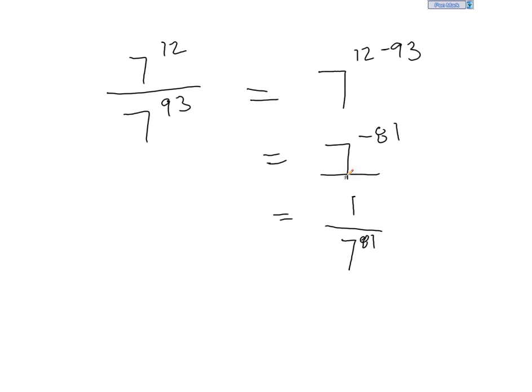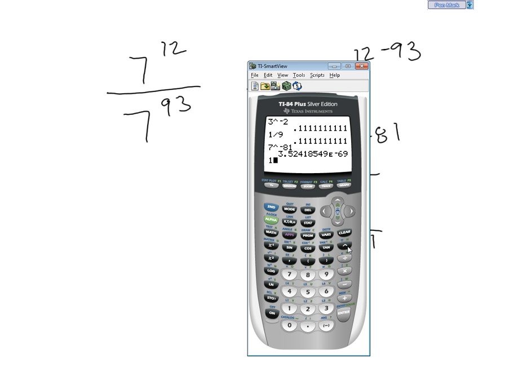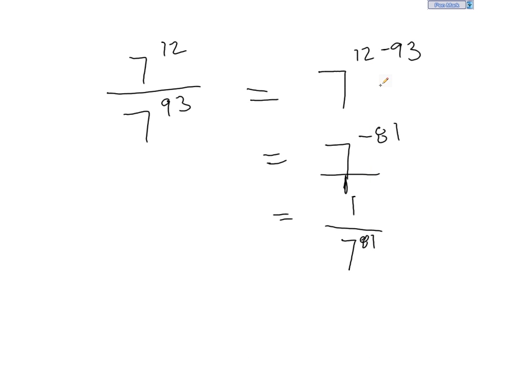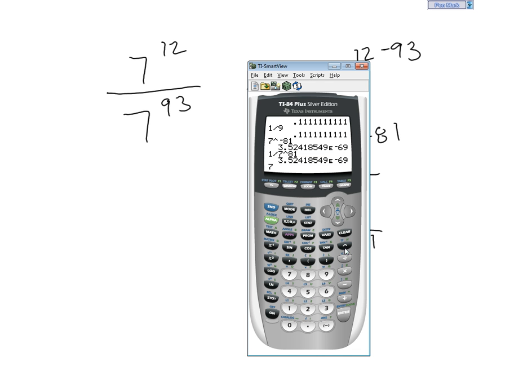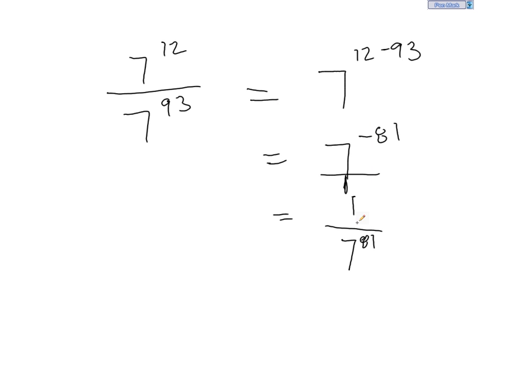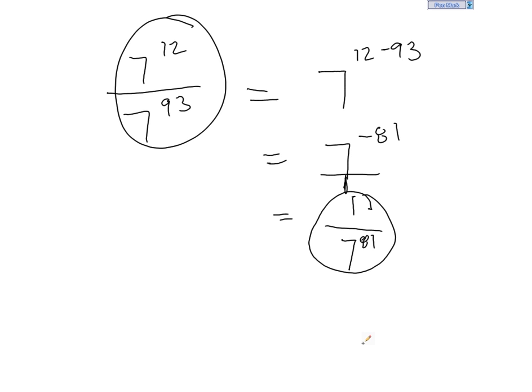So basically, if we put this thing over 1 and we flip it, change the sign, 1 divided by 7 to the positive 81st, notice just by inspection that those two numbers are exactly the same thing, which is the same thing we would get if we took 7 to the 12th divided by 7 to the 93rd. And notice that we still get the same answer that way, but our goal was to try to reduce it to something a little bit less complex.